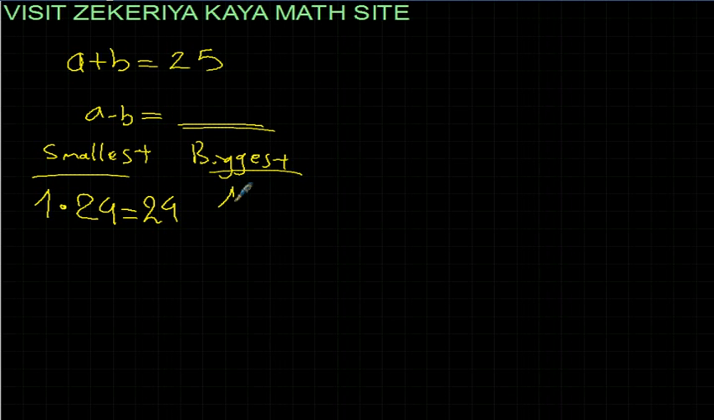Now we must find the biggest product. For the biggest product, which numbers have the lowest difference? For example, 10 plus 15 makes 25. But 10 and 15 have the difference 5. I can make it 11 and 14. Also 12 and 13. 12 and 13 have the lowest difference. That's why 12 times 13 will give us the biggest product. Okay? Is it true, everybody?